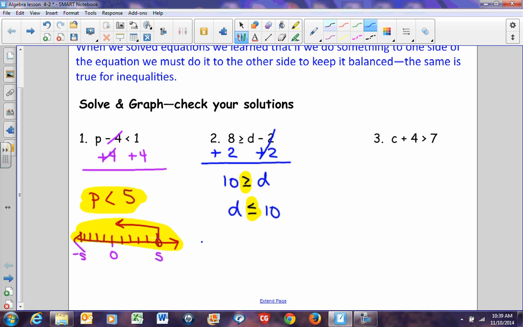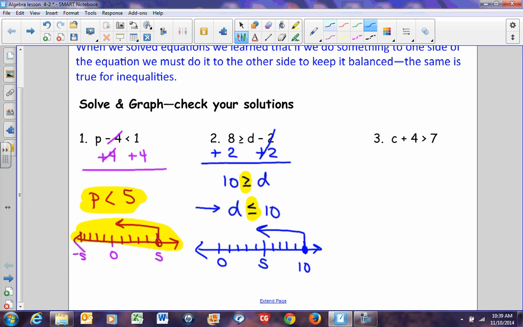Now we simply need to graph it. If it is less than or equal to 10, here's 0, 1, 2, 3, 4, 5, 6, 7, 8, 9, 10. There's 10. Less than or equal to means it is a closed circle. And we go to the left. It goes the same direction in which the inequality points as long as the variable comes first.